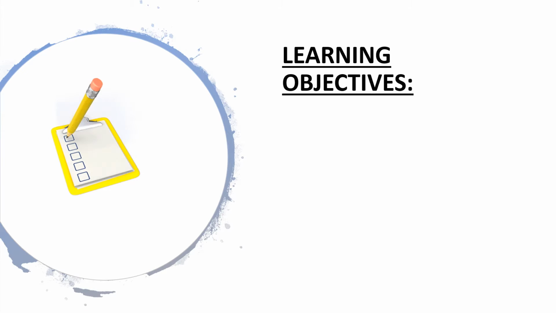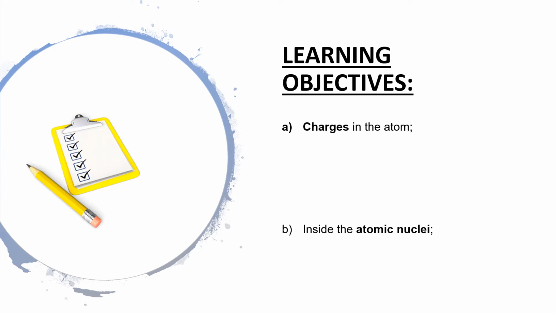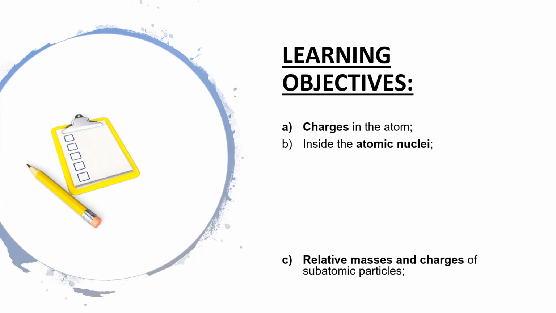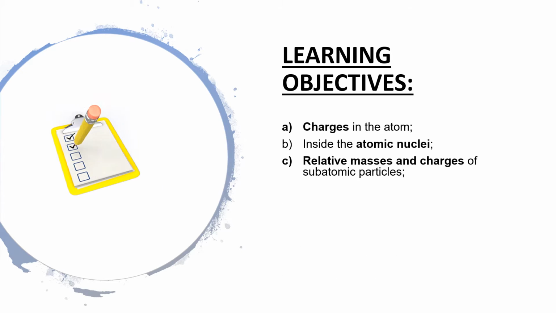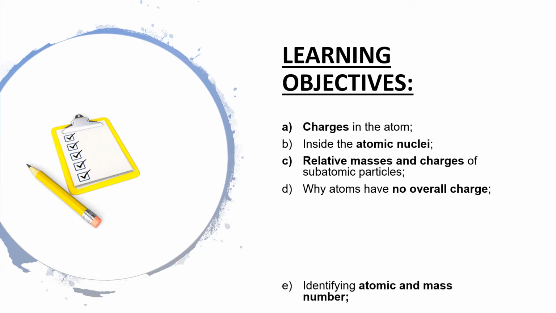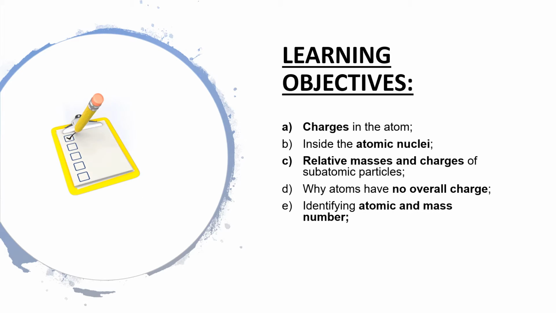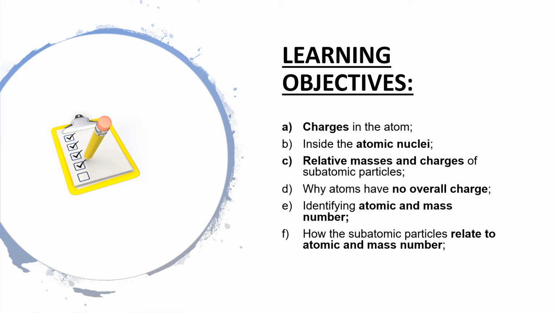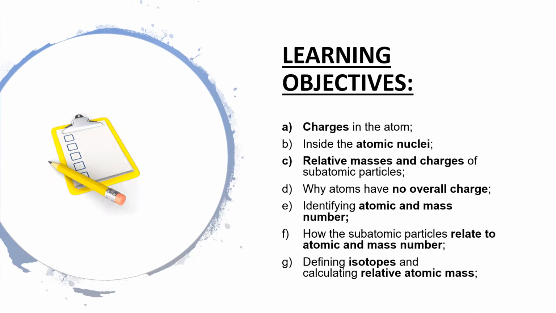The learning objectives for today will be to know charges in the atom, inside of the atomic nuclei, relative masses and charges of the subatomic particles, why atoms have no overall charge, identifying the atomic and mass numbers, how the subatomic particles relate to the atomic and mass number, and finally, defining isotopes and calculating their relative atomic mass.